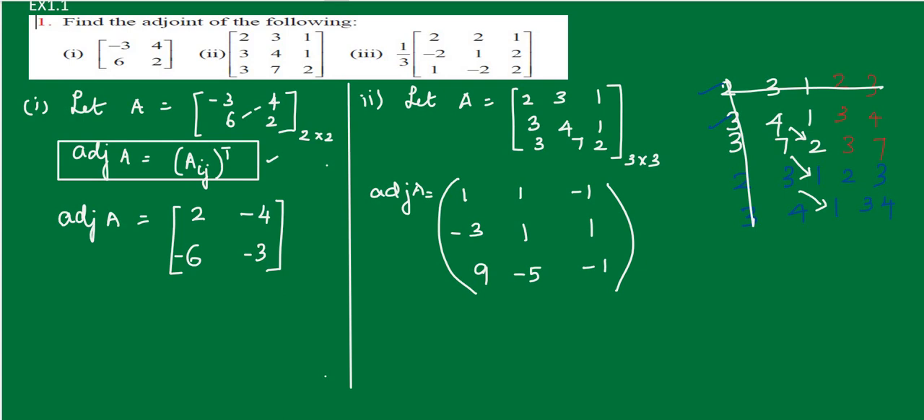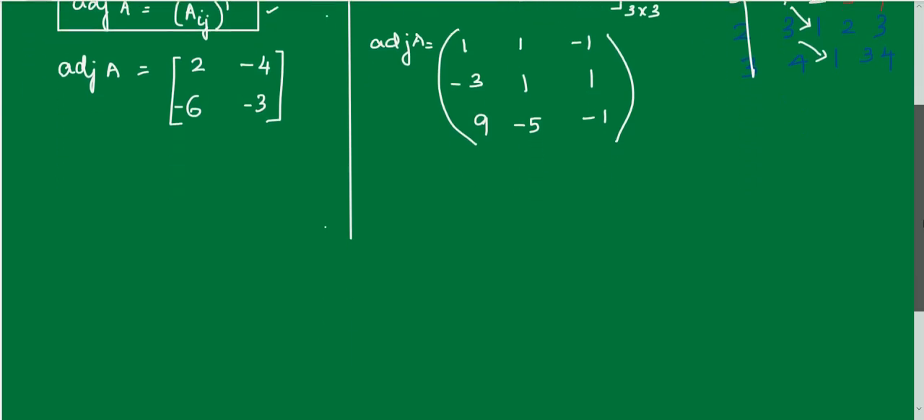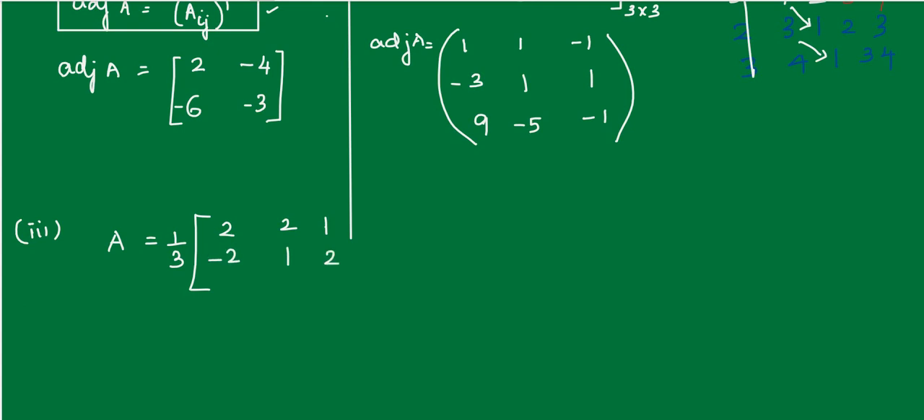Now coming to the third sum, let A be equal to the given matrix. So what is the given matrix here? 1 by 3 times the first row 2, 2, 1, second row minus 2, 1, 2, third row 1, minus 2, 2.